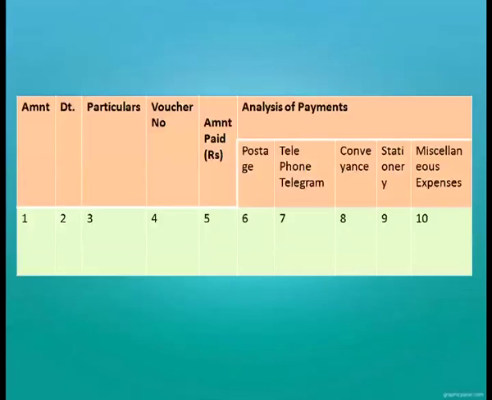Format of the petty cash book with amount, date, particulars, voucher number, amount paid and its bifurcations like postage, telephone expenses, telegram, conveyance, stationery, etc. Here is a question. Mr. Sumit, the petty cashier of Messrs. Travel India received rupees 2000 on April 1st, 2014 from the head cashier. Prepare petty cash book on imprest system. So, under the imprest system, he is receiving 2000 every month.